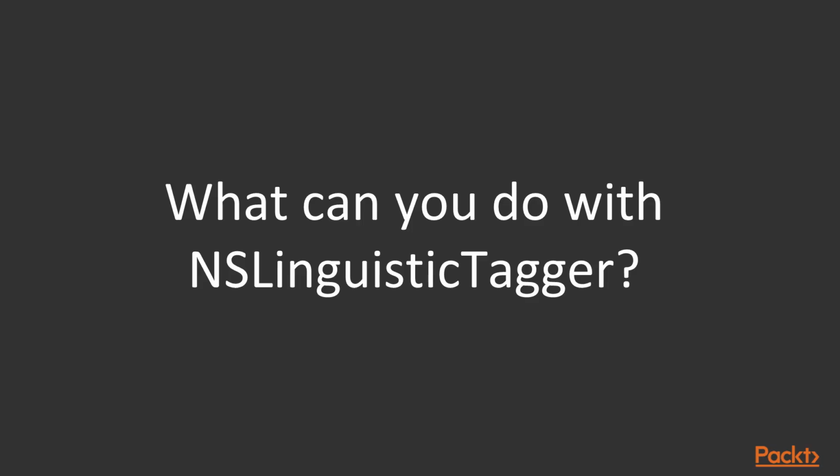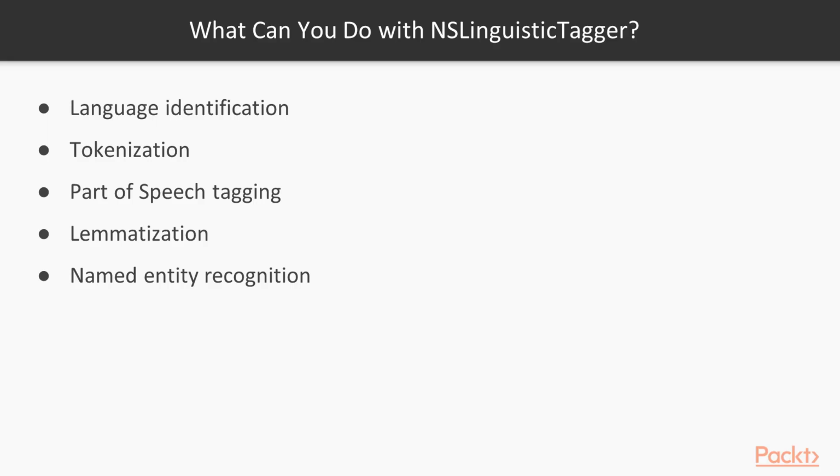So what can you do with NSLinguisticTagger? Well, there's a few things that it lets you do. It lets you do language identification. So this lets you know what language the text is in, whether it's English or Turkish or any number of other supported languages. It also lets you do tokenization. This is taking the text and splitting it into tokens or smaller pieces, so words or names of entities.